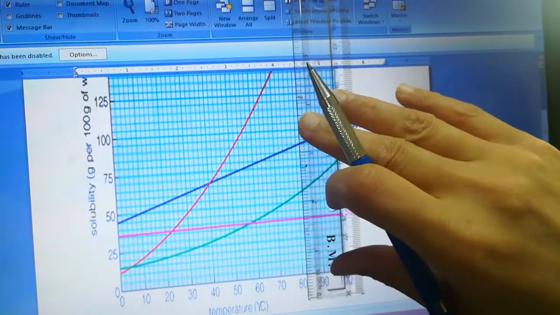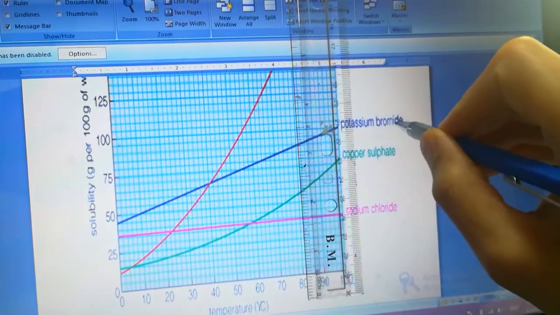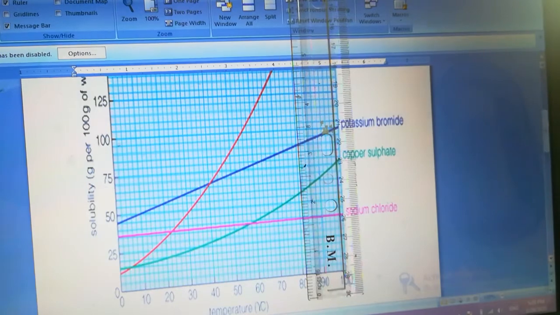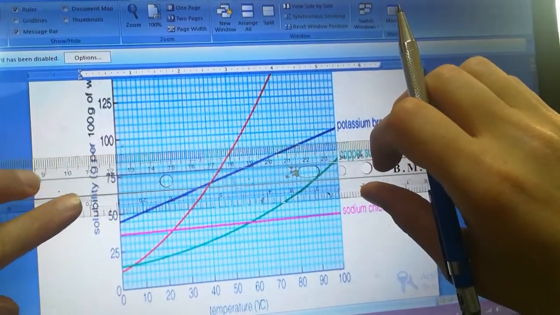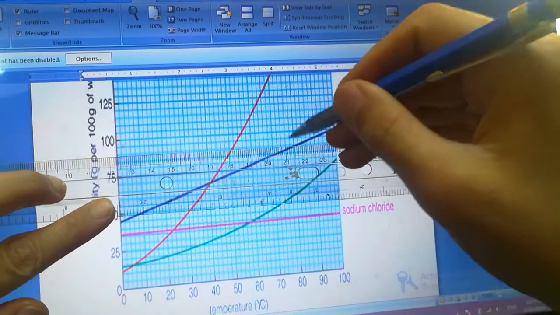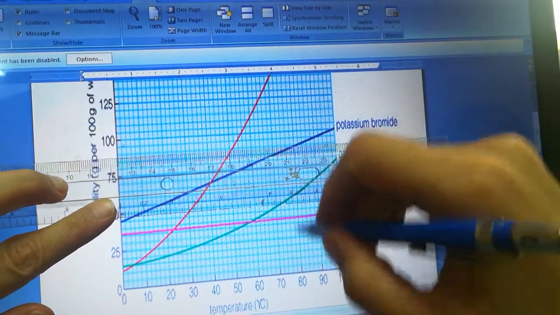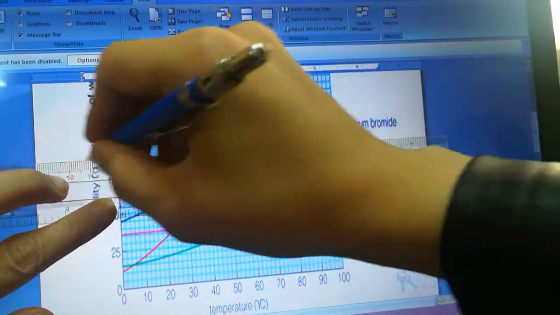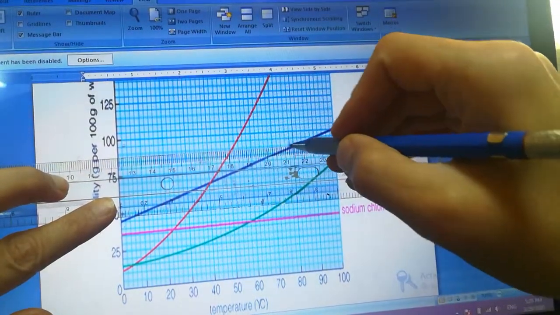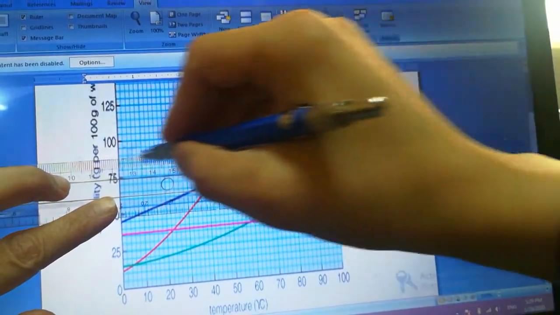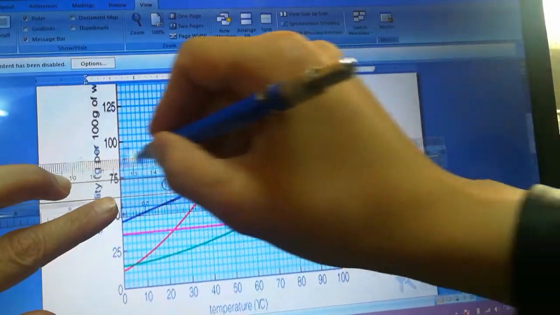This is 80. Draw a vertical line to reach potassium bromide. Why potassium bromide? Because he told you that I want potassium bromide. Then draw another horizontal line and intersect it with the y-axis. So the number, or the solubility, or the mass of the potassium bromide that should be added must be somewhere here.